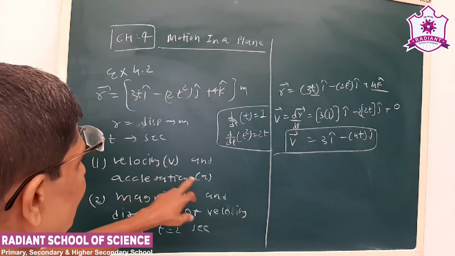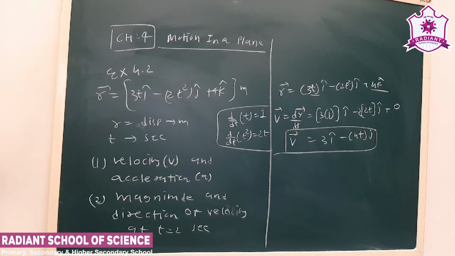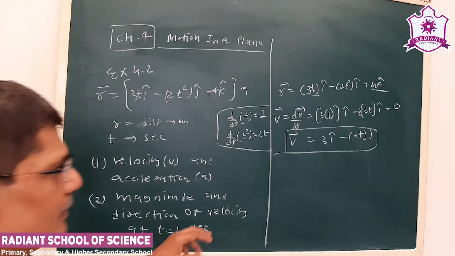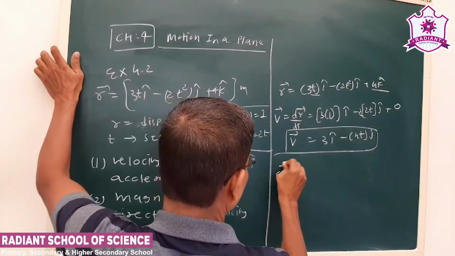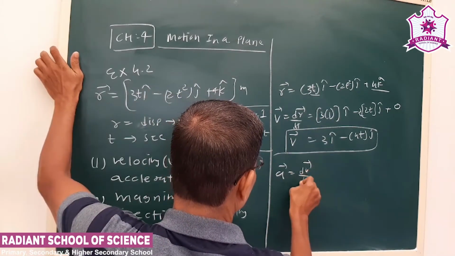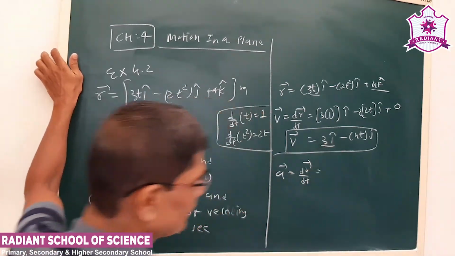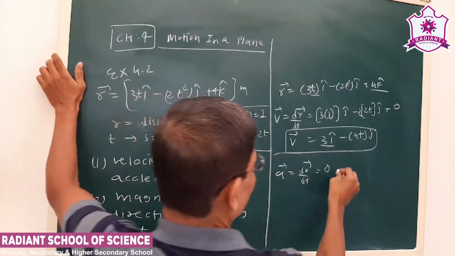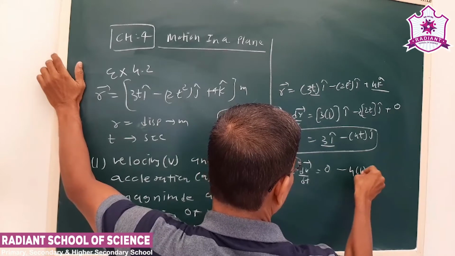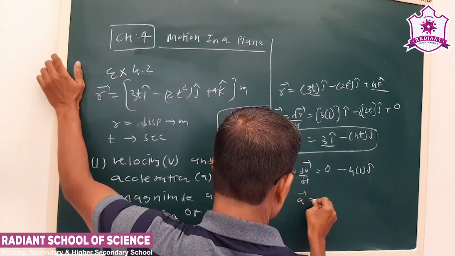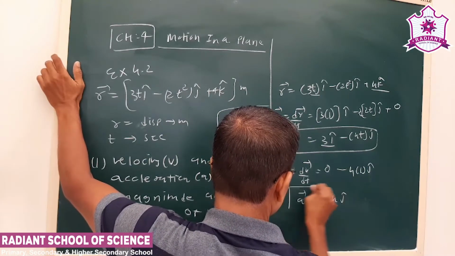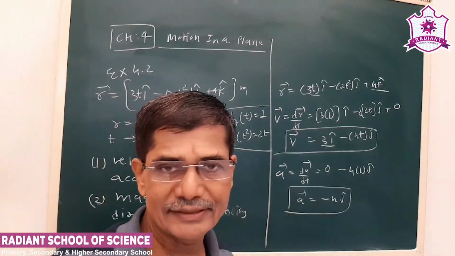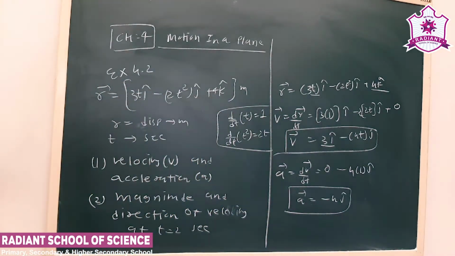Now next is acceleration. Acceleration is the second derivative of the displacement, or we can say acceleration is dv by dt. Now here in 3i there is no term with t, so the derivative is 0. Minus 4t derivative is 1, so acceleration is minus 4j caret. The negative sign shows retardation, and j caret shows acceleration is in the y direction.